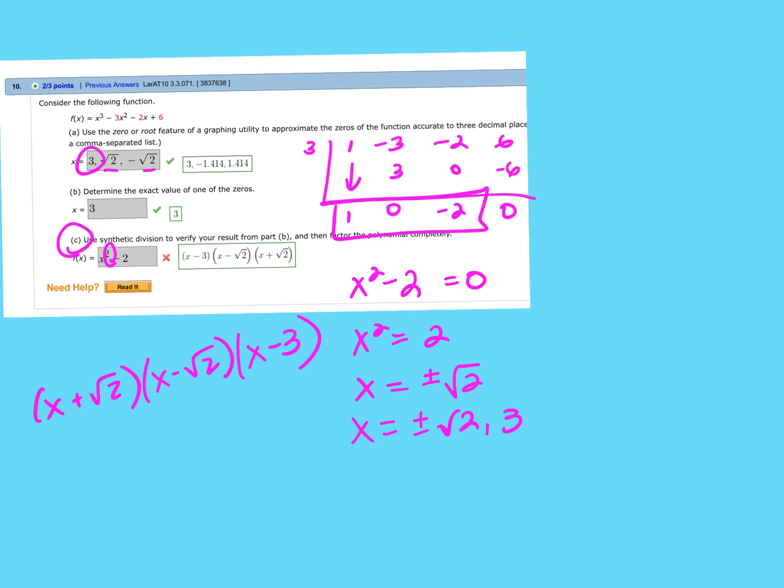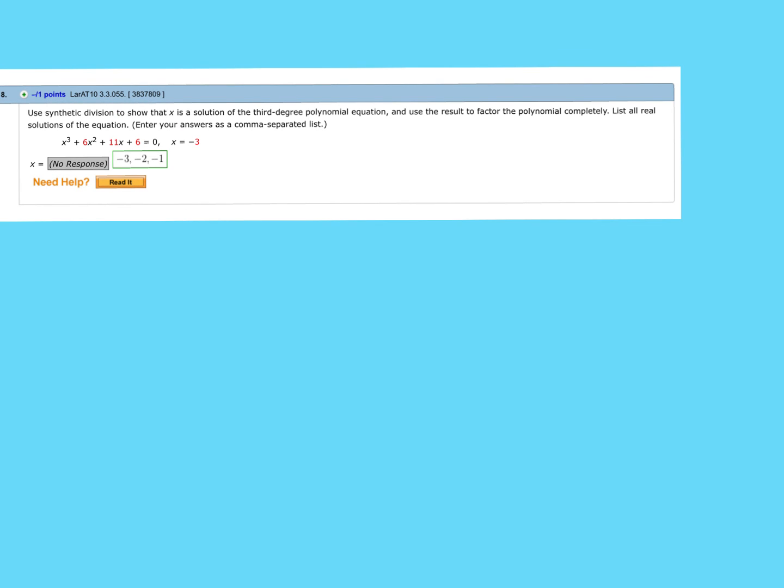Anybody else on the homework? Yeah. For those, you needed a calculator. For this one, you needed a calculator. So you could. All right. So use synthetic division to show that x equals negative 3 is a solution. Use the result to factor the polynomial completely, and then list all the real zeros.